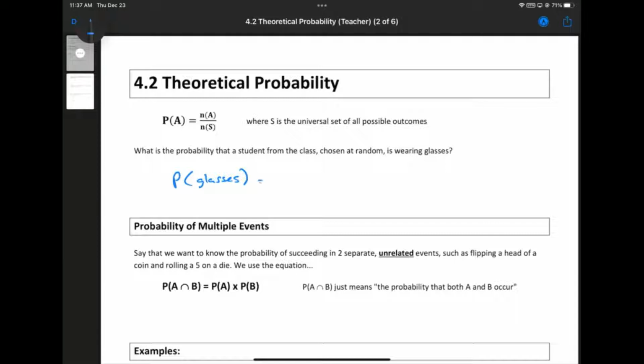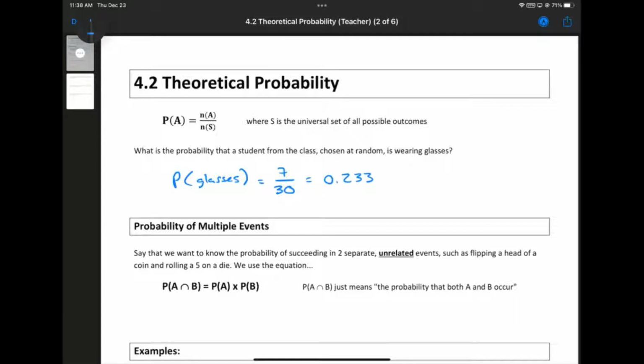And the way that we would calculate this is I would count all of the students in the class that have glasses. So let's say that there are 7 students with glasses. And then I would count all of the possible students in the class. And let's say that there are 30 of us. Actually, I should say 30 of you. Since it's students in the class, I am not part of that universal set. Only students are part of that universal set. So then 7 divided by 30 works out to be 0.233 repeating.